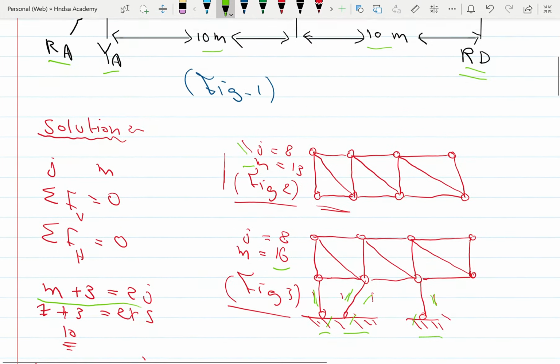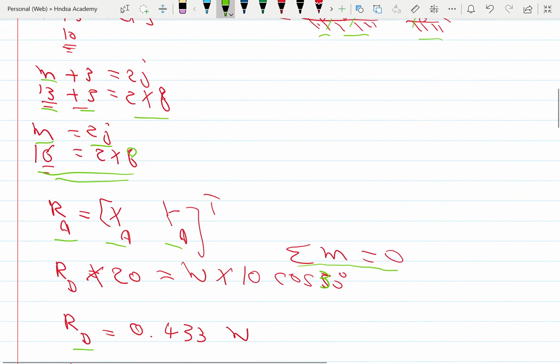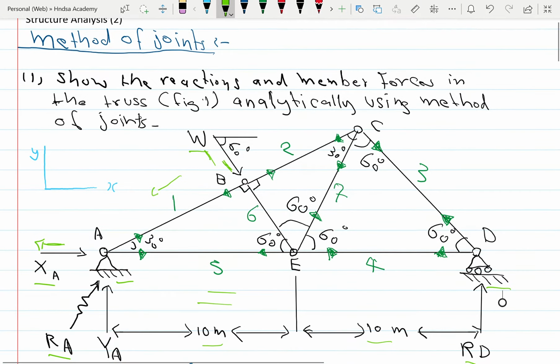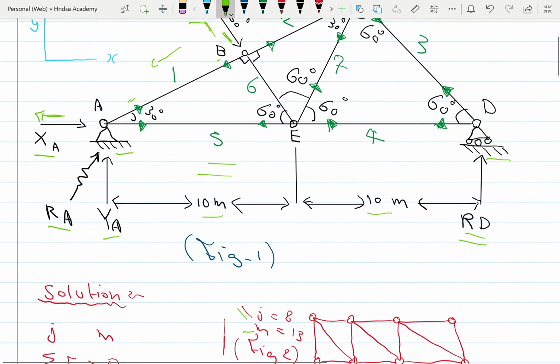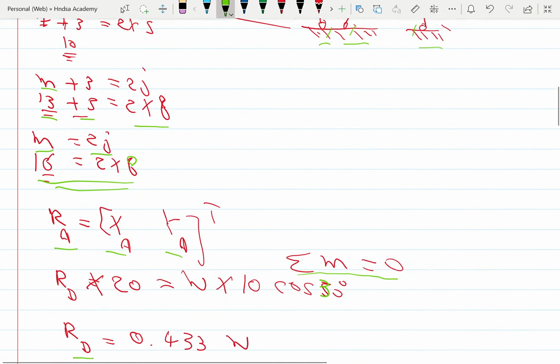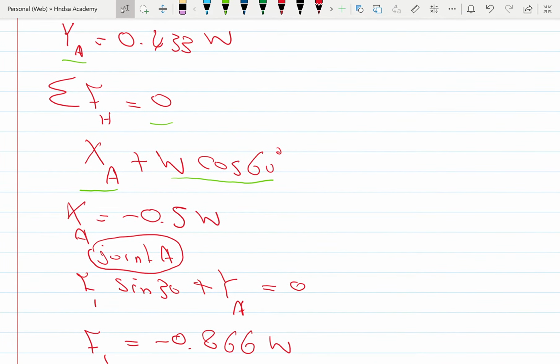We got it negative because here we assumed it is in compression, so that means it is in tension. As we said in the beginning, we are allowed to choose one, whether tension or compression, so as not to confuse ourselves. So we decided to take all the members' forces in tension, if you can see these green arrows. We decide to make all of them in tension. So if you get it positive, we are right. If you get it negative, that means it is in compression, not tension.